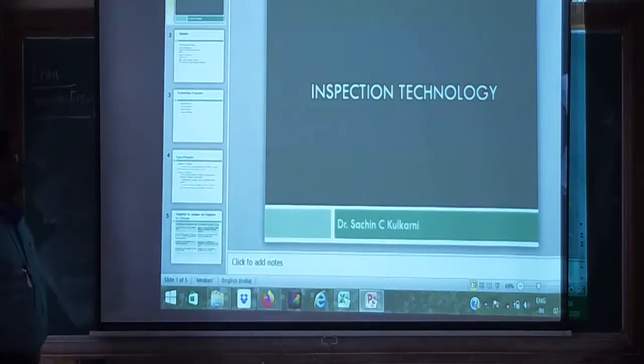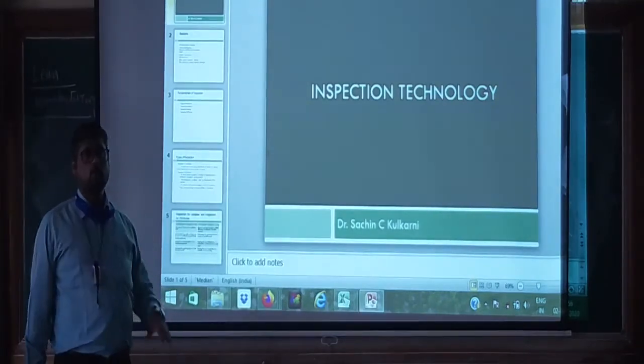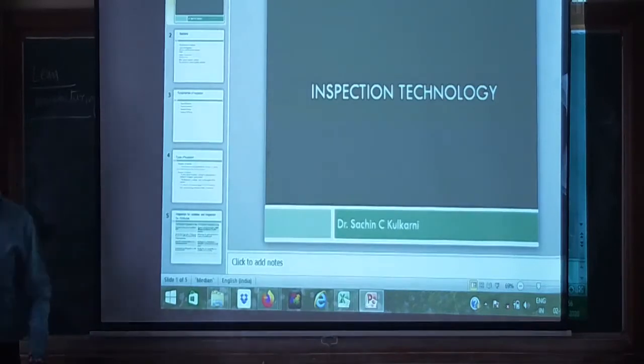Today I will stop here in inspection technology and end this session with this note. Tomorrow: contact versus non-contact inspection technique, conventional measuring and gauging techniques, and the coordinate measuring machine. These are the three topics, and I will cover the subtopics in the next class. Thank you very much.